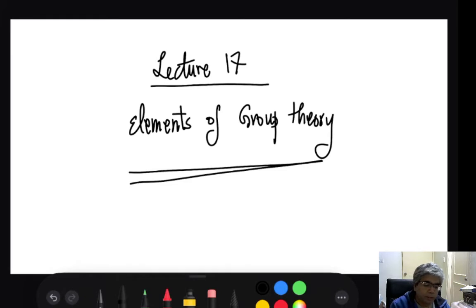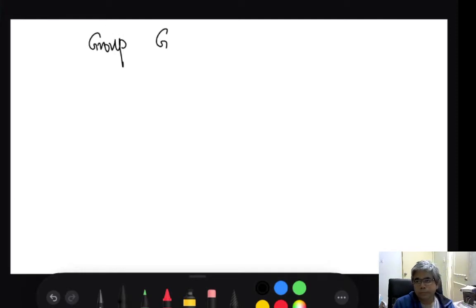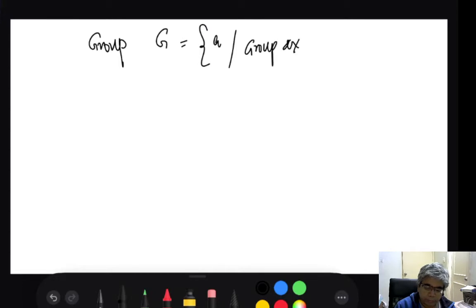So to begin with, I think I revised earlier what a group means. A group G is just a set of elements, say A, such that they satisfy the group axioms.